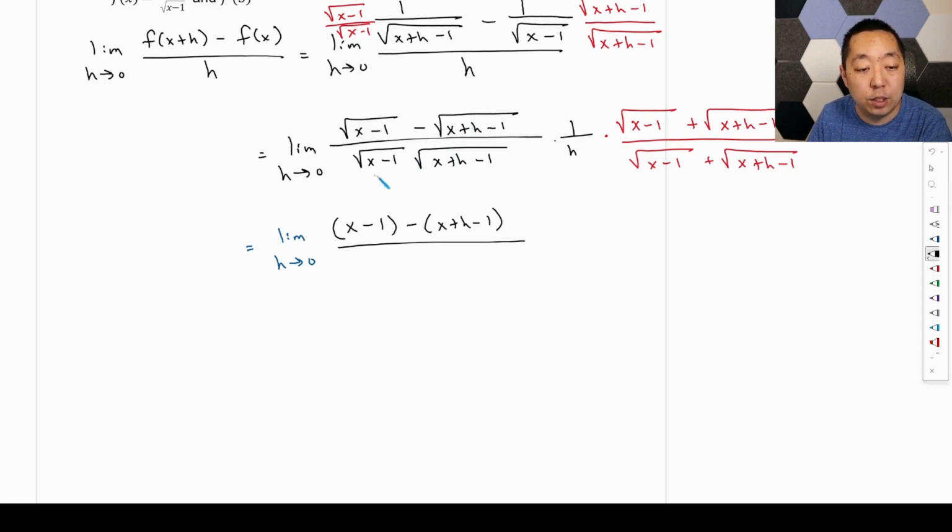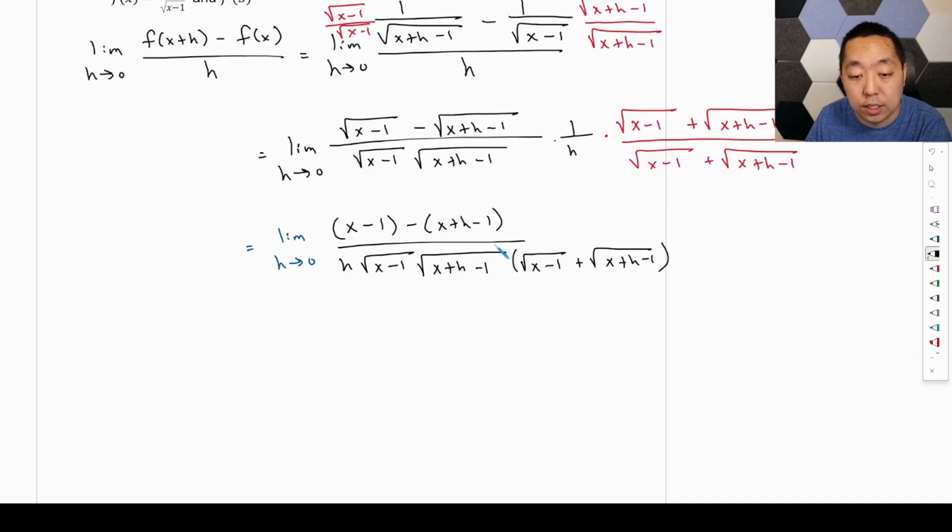And now the denominator is tricky. There's an h, and there's a square root of x minus 1. Don't FOIL this part out yet. Remember, our goal is to cancel out this h, so we're doing manipulations here so we can cancel this h out. And then this is going to be root x minus 1 plus root x plus h minus 1. You can see how tedious it's getting for a relatively simple function to find.